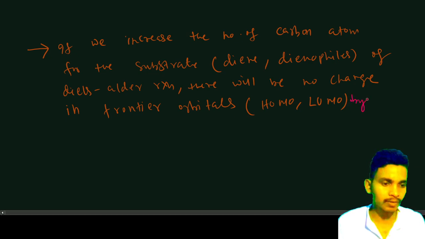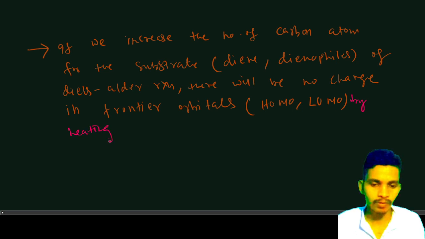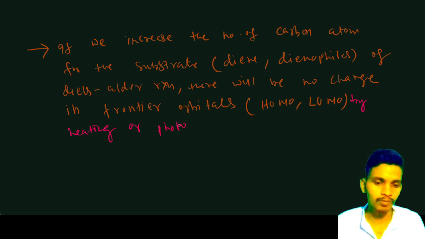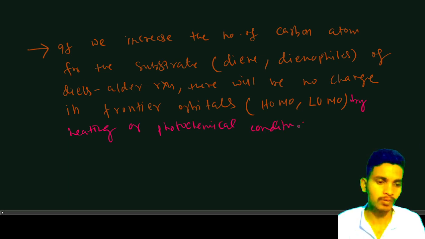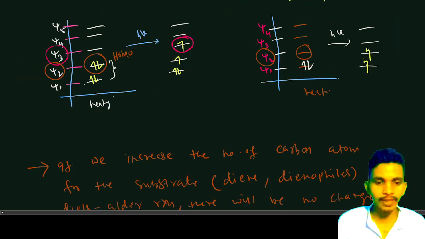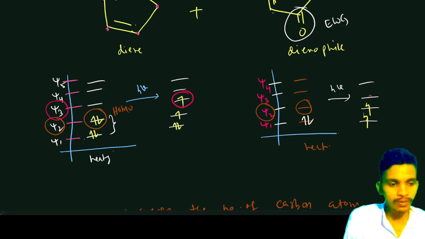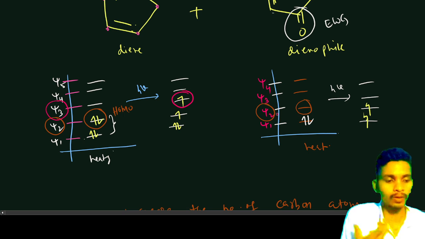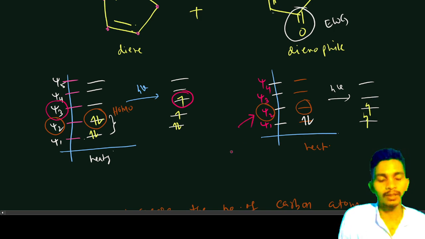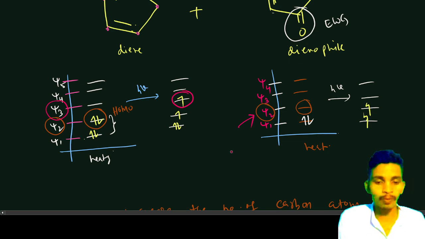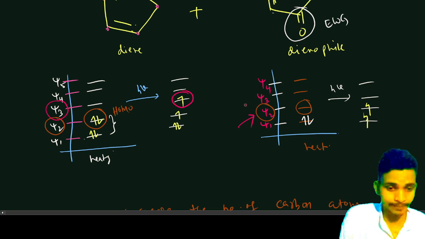So it is not affected by heating or photochemical conditions. Here also we see that psi 3 becomes the HOMO, and for this also, LUMO means lowest unoccupied molecular orbital. It means again a vacancy is there, one electron can come, so again this side is written as the LUMO. So even if you increase the number of carbon atoms, there is no effect on the HOMO and LUMO. The frontier orbitals will not get affected.